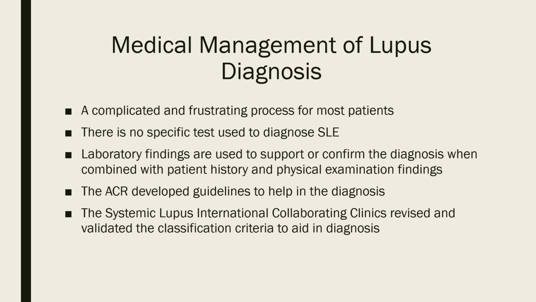So, diagnosis is going to be complicated and frustrating for the patient because there is no specific test to diagnose SLE. Laboratory findings are used to support or confirm the diagnosis when combined with the patient history and then the physical examination. The ACR has developed guidelines to help in the diagnosis, and the Systemic Lupus International Collaborating Clinics has revised and validated the classification criteria to help in diagnosing.